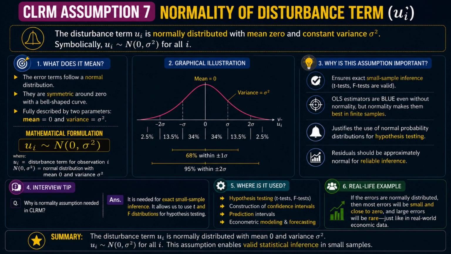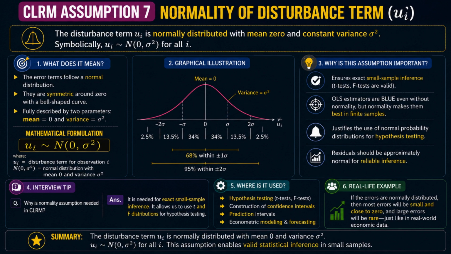Finally, let's move to the seventh and last assumption, which is the normality of the disturbance term. This assumption states that the error terms should follow a normal distribution with a mean of 0 and constant variance. If we plot the errors, they should form a bell-shaped curve where most errors are close to 0 and large errors occur only rarely.